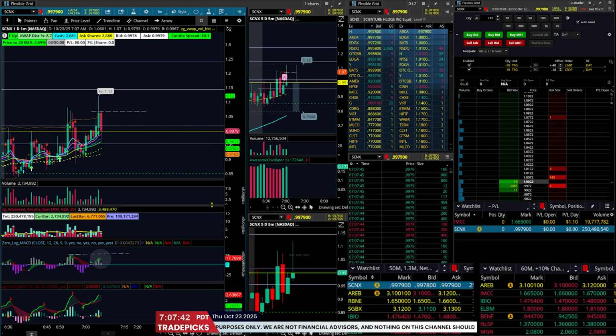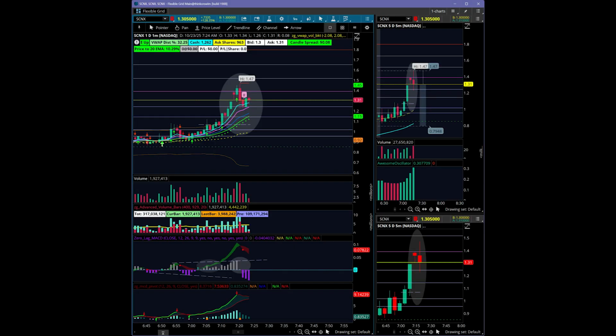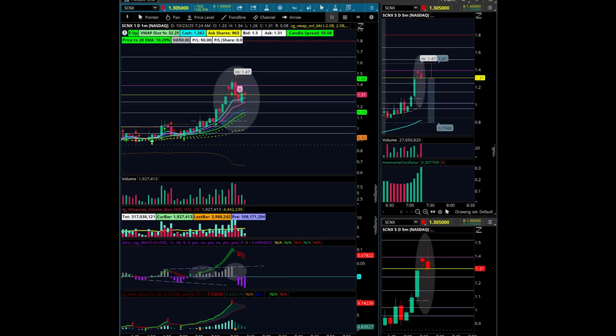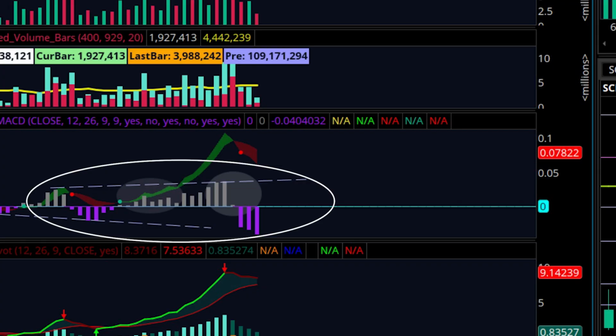Okay, so we're coming up to the cut point right here, 707. I step away, and I come back, and the stock is halted. And here's the halt. And this is what I want to show you. Remember what I said? Those lines have to diverge, and that's exactly what has happened.